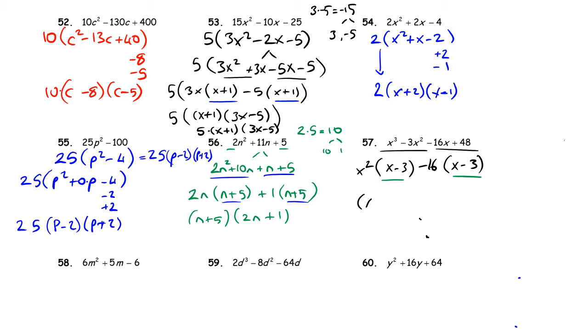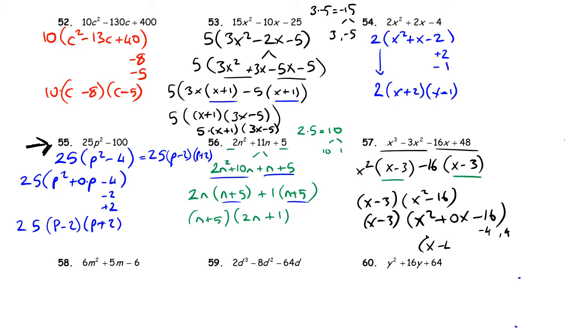Now, if I factor out my matching binomial, I get x squared minus 16. X squared minus 16 looks like another example, just like we did in question 55. This is another quadratic where we have x minus 3, x squared plus 0x minus 16. Factors of 16 that could add up to 0 are negative 4 and positive 4. So we can write this as x minus 4 and x plus 4. We already had x minus 3, so this is the final form of our factoring.